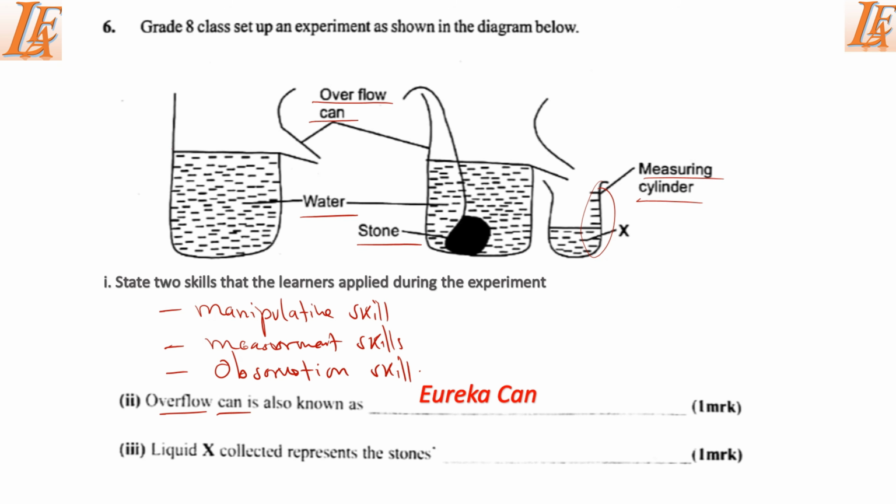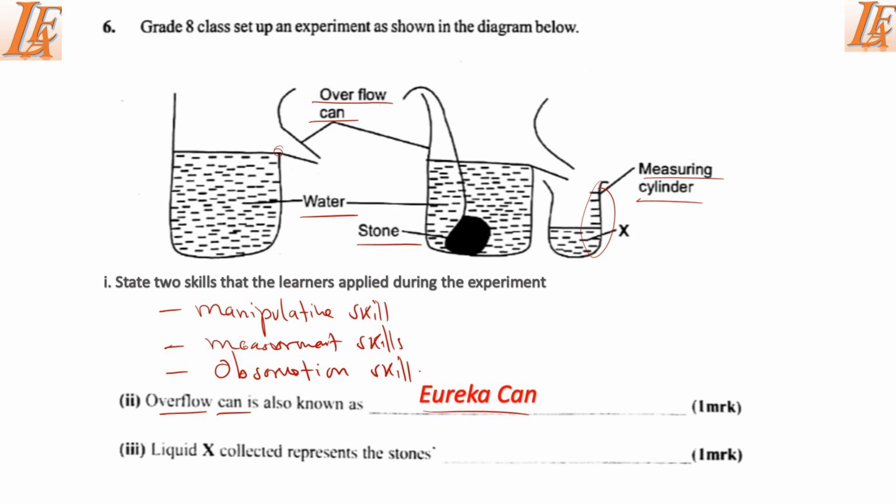A eureka can is also called an overflow can, and it's used to measure the volume of irregular shapes. If you have an irregular shape like a stone, you tie it with a thread, then you place it inside an overflow can, which is filled to the brim at this point. The volume that it will displace will be the volume of the stone. Remember, a stone is shapeless and you cannot use any formula to calculate its volume. So in this case, you use a method we call a displacement method, and we use an apparatus we call a eureka can. So an overflow can is also known as a eureka can.